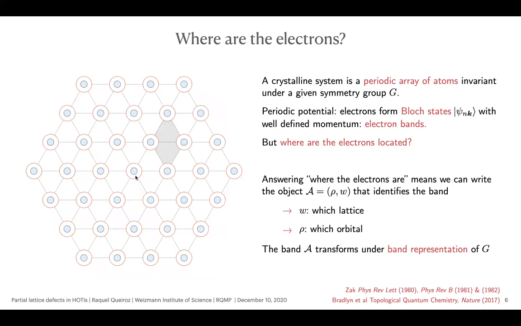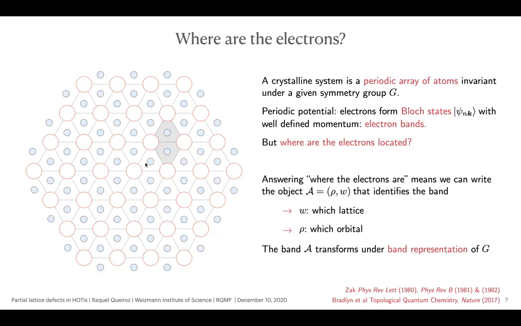So for example, the electrons can be sitting exactly on top of the original ions in your lattice, or they can be forming a different lattice altogether. And the second point is which orbital is located at each of these sites. So how do they transform under the local point group, and what is the spin character, what is the orbital character, and so on. So the good thing about this is when we know these two pieces of information, we know completely how the entire collection of states transforms under the symmetry group. So we know all of the information about symmetry in this case.